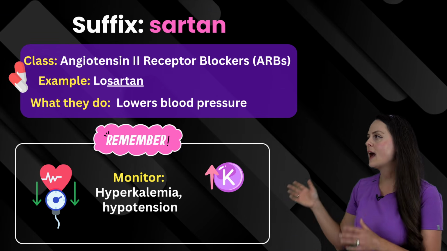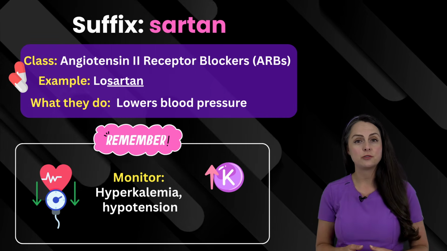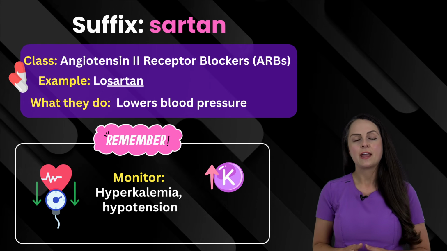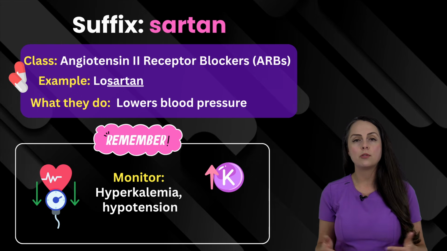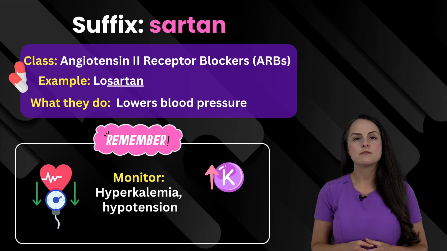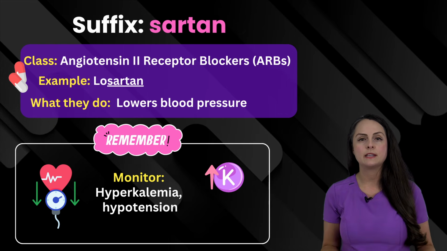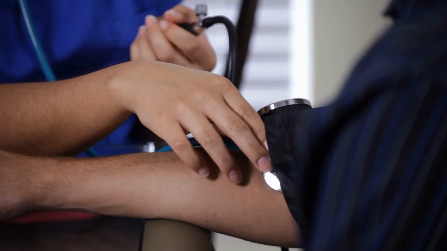And then lastly, we have -sartan. These are your ARBs, which stands for angiotensin II receptor blockers. And this includes, for instance, like losartan. How they're going to work is they are going to drop the blood pressure by blocking angiotensin II. However, because we're affecting those functions, there's two huge things you want to monitor for. First up is hyperkalemia. It can raise the potassium level and it can lower that blood pressure, hypotension.